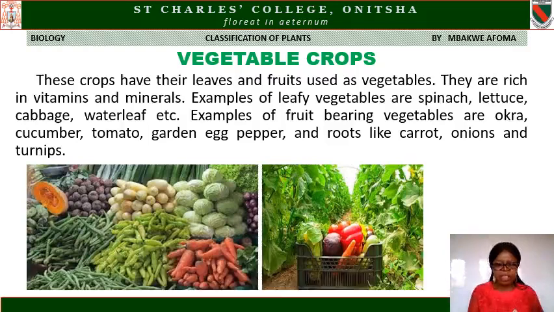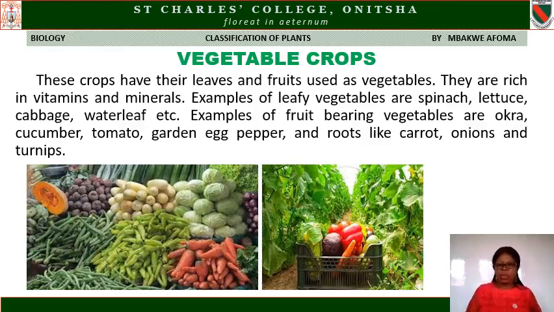Then we look at the vegetables. These crops are grown for their leaves and their fruits. We use them as vegetables, and these are very rich in vitamins and minerals. Examples of leafy vegetables are the spinach. This spinach is that one you normally call green. There is no vegetable name that is green, because all vegetables are green in color. Right? So the name is spinach or amaranthus.